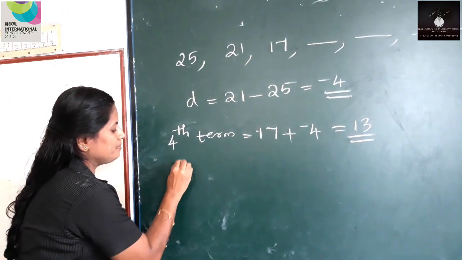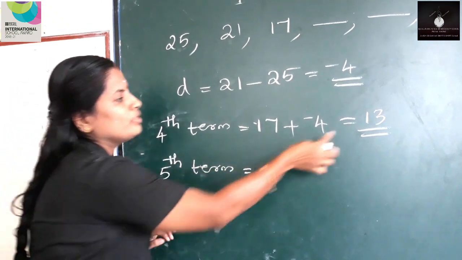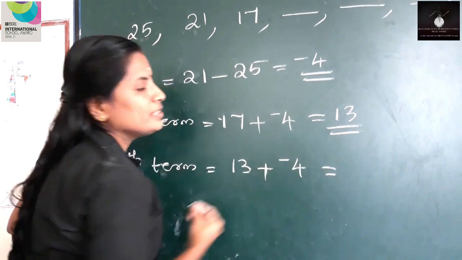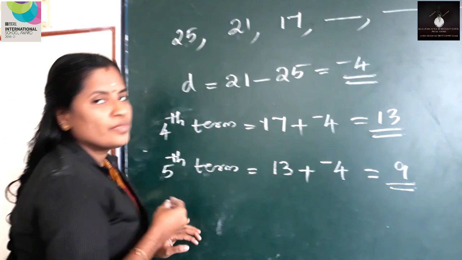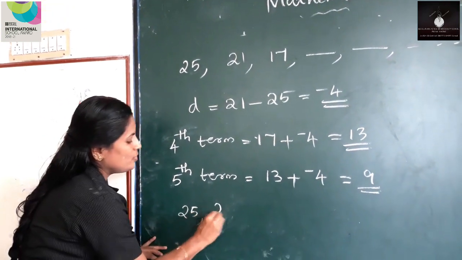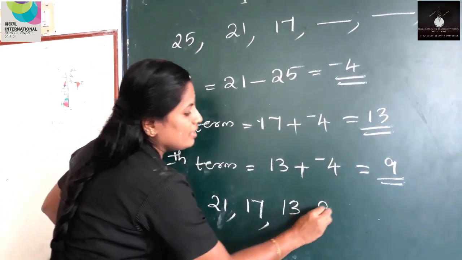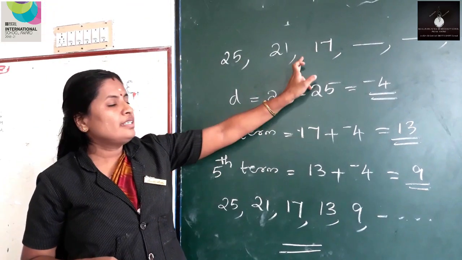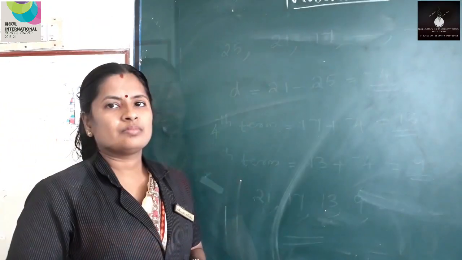Next, fifth term equal to 13 plus minus 4. 13 plus minus 4 equal to 9. So the sequence is 25, 21, 17, 13, 9 and so on. Here the negative number is added repeatedly.